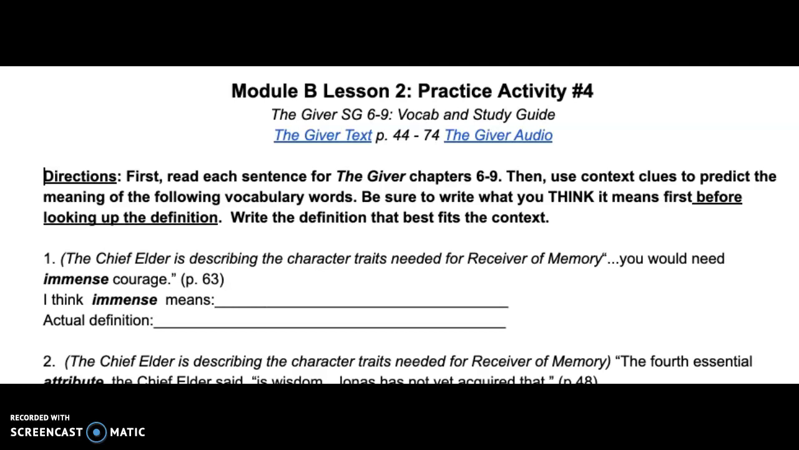I'm going to go over the directions for Module B, Lesson 2, Practice Activity 4. This is for The Giver. It's the study guide for chapters 6 through 9. The first part is vocabulary, the second part is the study guide.